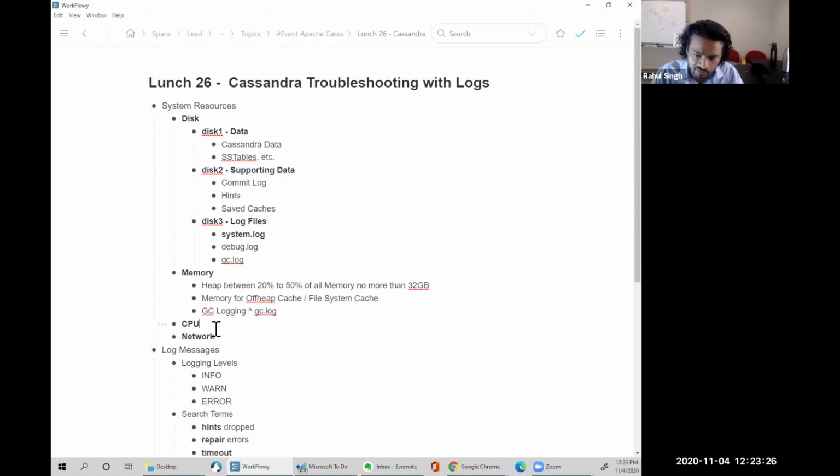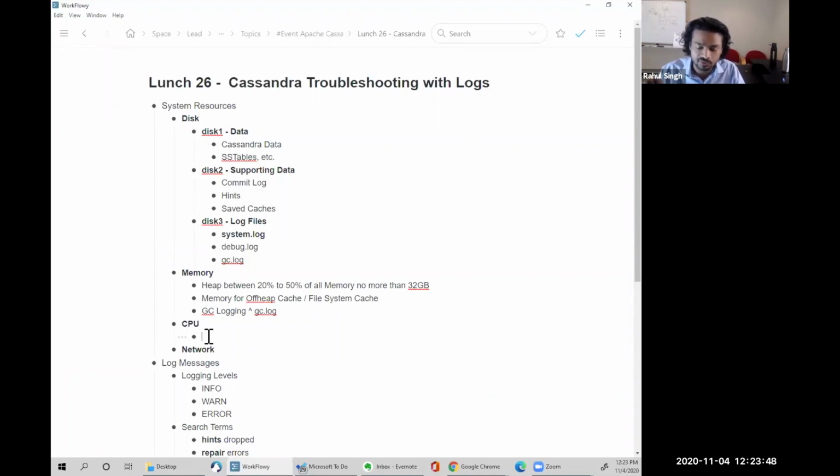CPU is essentially how Cassandra is executing the 16 to 20 threads, right? It's doing the compaction, it's doing the repairs, if you're doing repairs, it's doing streaming, it's doing read requests, write requests. It's doing all of these different things in the different threads. So having enough CPU is important.